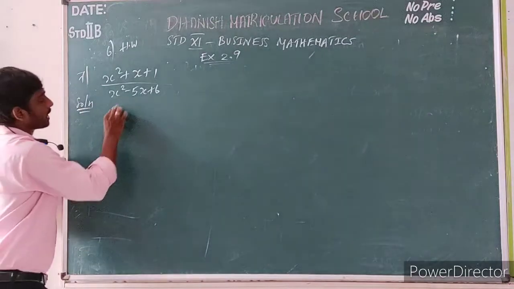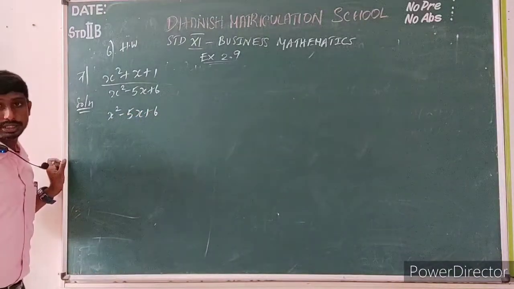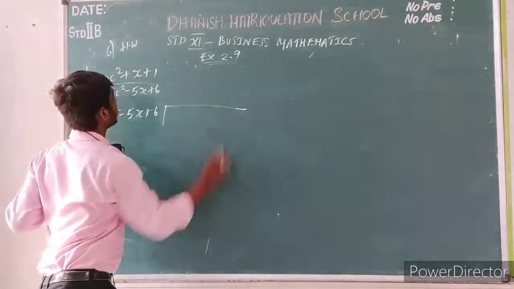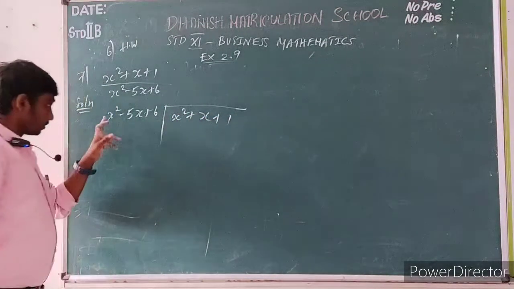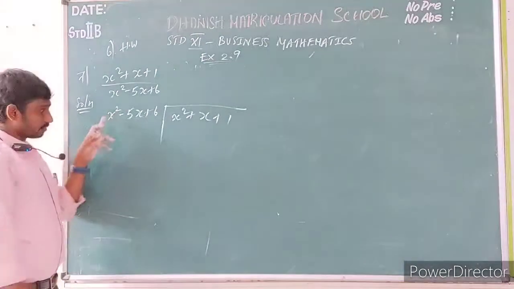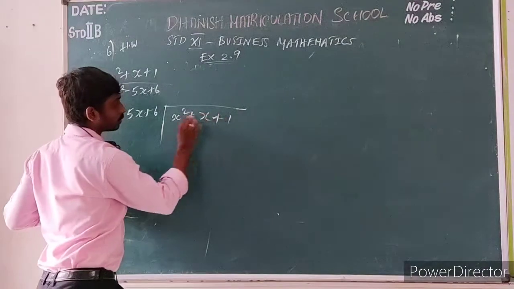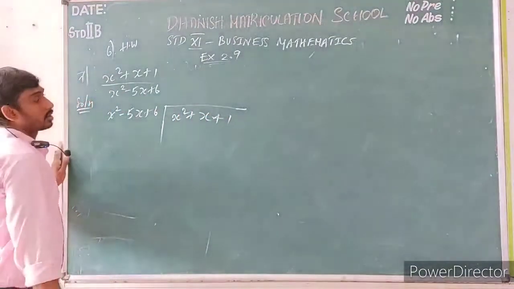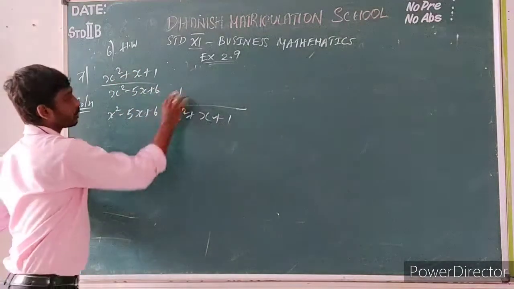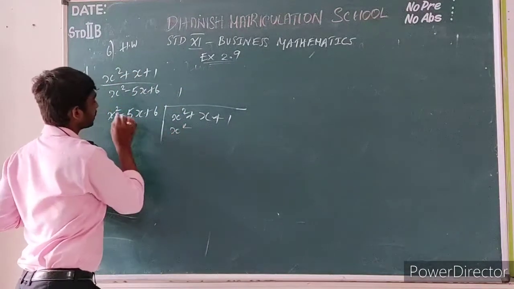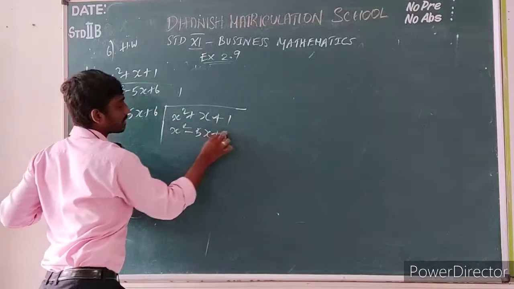What is the denominator value? x square minus 5x plus 6. Using the division method here, we are having x square plus x plus 1. Here we are having x square, and here also we are having x square. Then we are going to multiply this one 1 times. So x square into 1, x square. Then minus into plus, minus 5x into 1, that will be minus 5x plus 6 here.